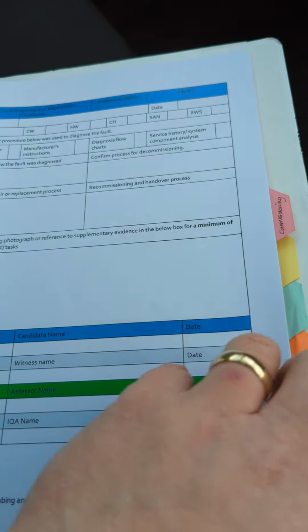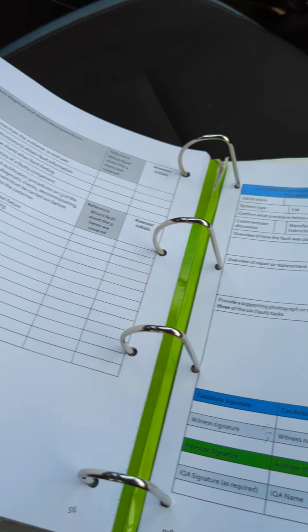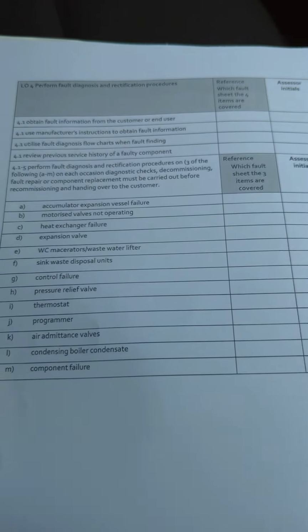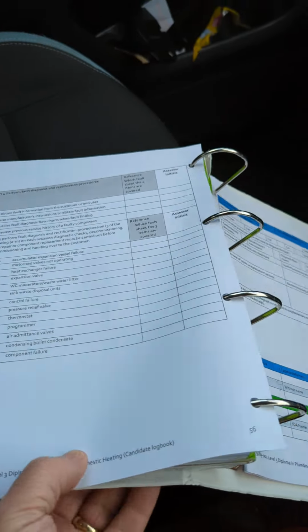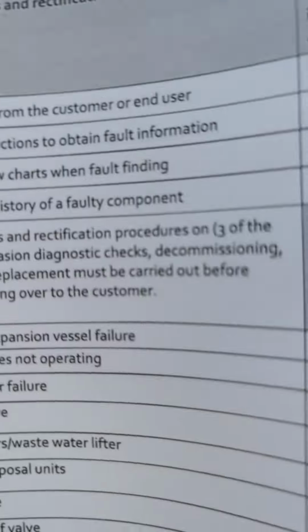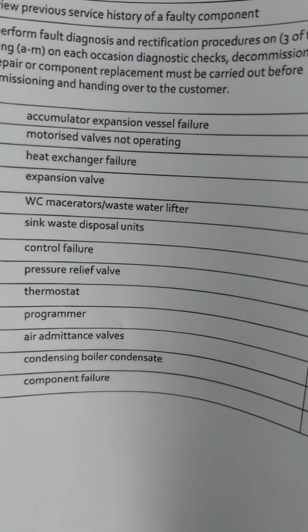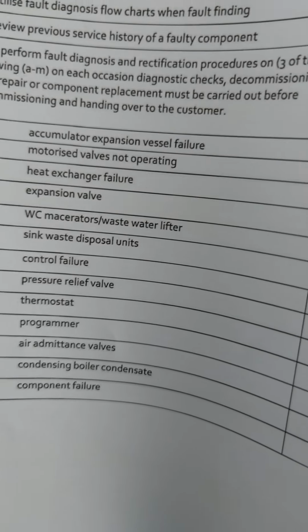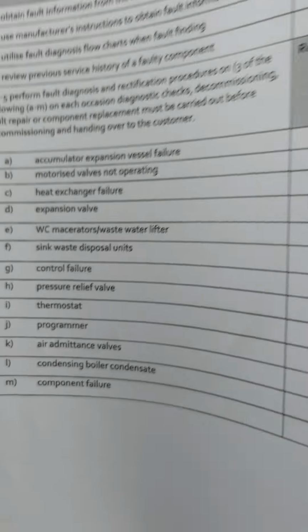Now let's have a look and just see. I'm not sure if we've got it in this portfolio or not. Yes, we have. Right, so you've got to get 6 faults, and there's 2 lists. This is the second list here. So learning outcome 4. I'll just see if I can get my angles right again so we can see this better. Here we've got a list ranging from expansion vessels, motorized valves, macerators, thermostats, programmers, etc. Ideally faults 4, 5 and 6 need to come from that list.